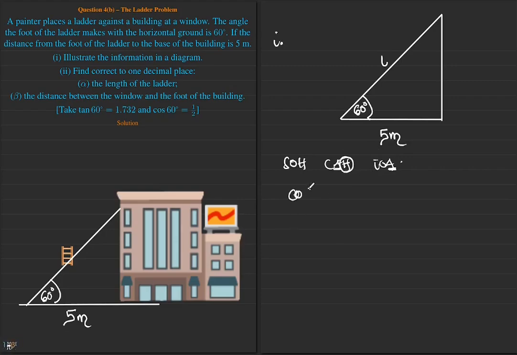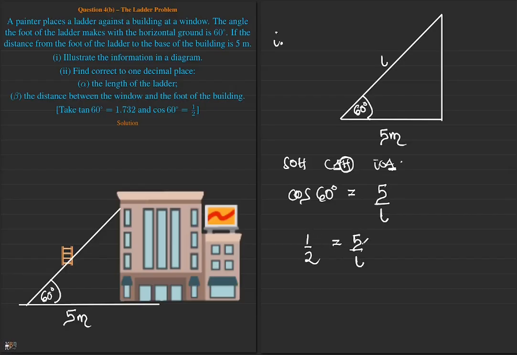So we say the cosine of 60 degrees is equal to adjacent over hypotenuse. The adjacent becomes our 5 meters over the hypotenuse, which we don't know, as L. It is with this that we'll do our substitution and make L the subject. That is the length of the ladder. We know the cos of 60 is half. So we do that substitution here: 1 over 2 is equal to 5 over L.